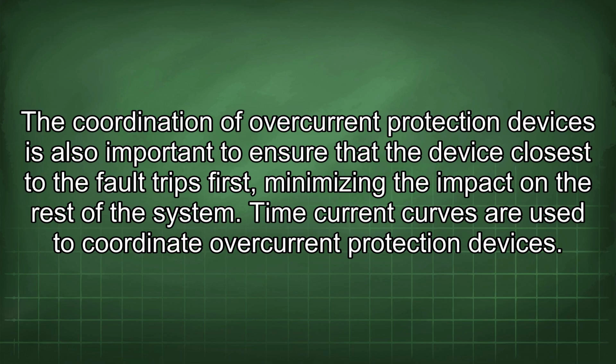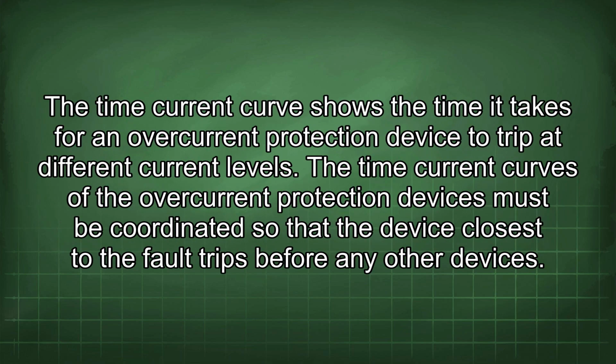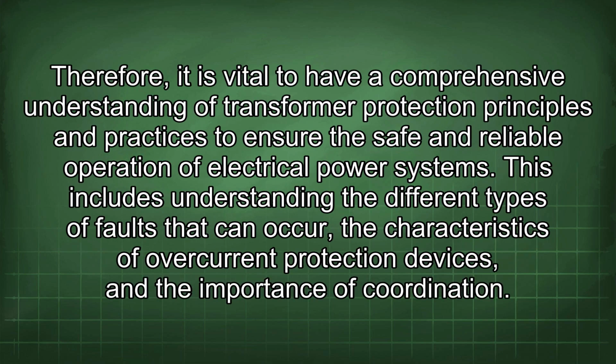Time current curves are used to coordinate overcurrent protection devices. The time current curve shows the time it takes for an overcurrent protection device to trip at different current levels. The time current curves of the overcurrent protection devices must be coordinated so that the device closest to the fault trips before any other devices. Therefore, it is vital to have a comprehensive understanding of transformer protection principles and practices to ensure the safe and reliable operation of electrical power systems.